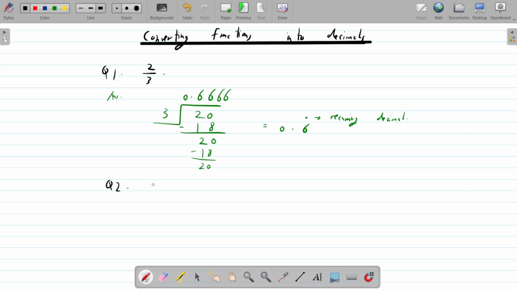So let's say I have 8 divided by 9, 8 divided by 9 to 3 decimal places. Okay, try to do this one. Convert 8 over 9 into a decimal, but your answer has to be up to 3 decimal places. Okay?